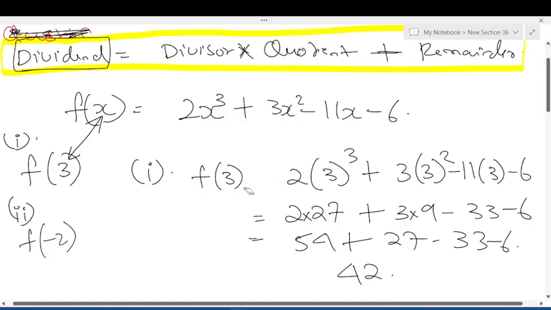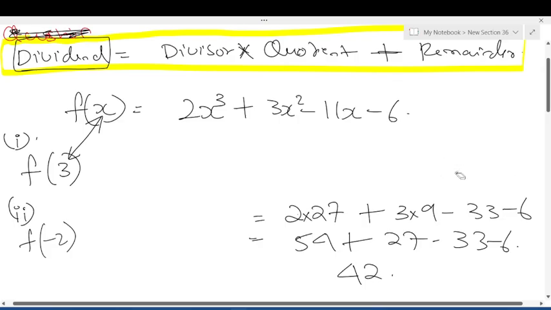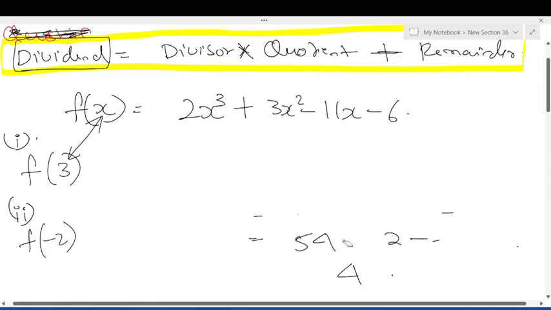First type, a function will be given. F is known as the function or the equation. In that, the x value will be given. A polynomial will be given like this question. Just substitute, and you'll get the answer. So the answer is 42. Okay, ignore this. Second question. Tell me the second one.